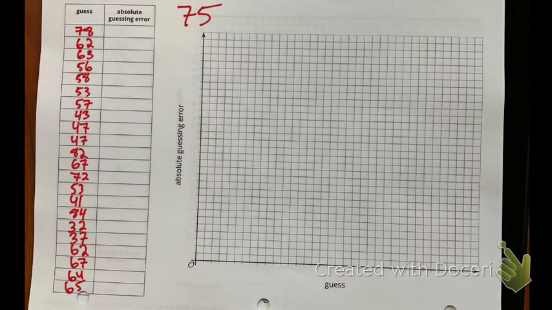So, you guys know, distance is positive. We're going to roll through like 4 of these together, and then you're going to finish this up. So, 78 is how far away from 75? 3. 62 is 13 away. 63, 12 away.